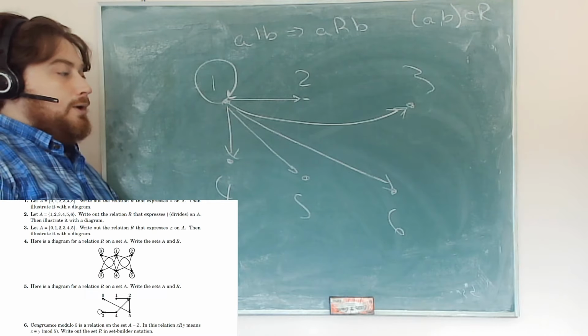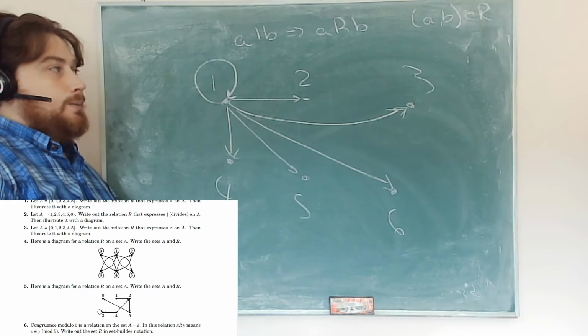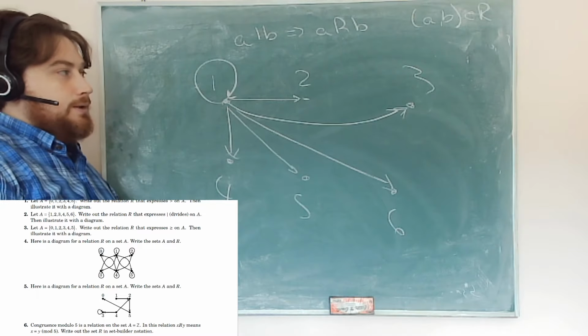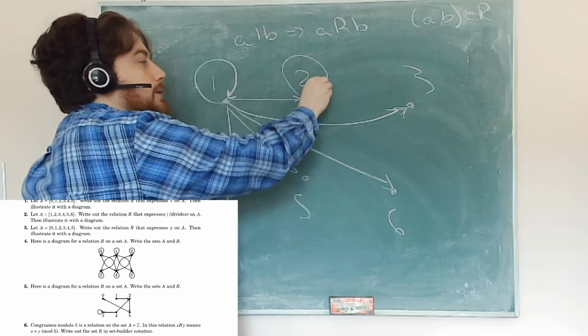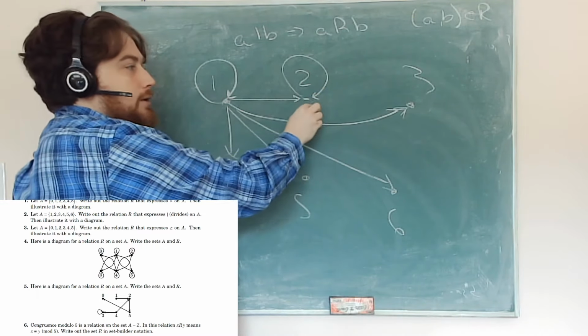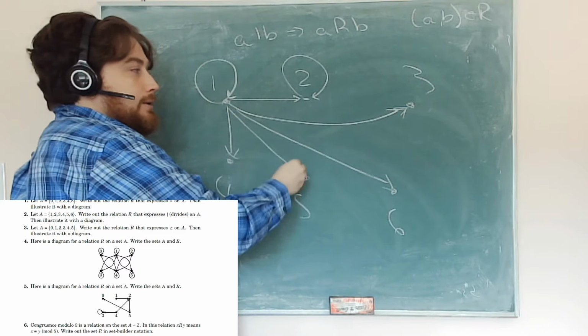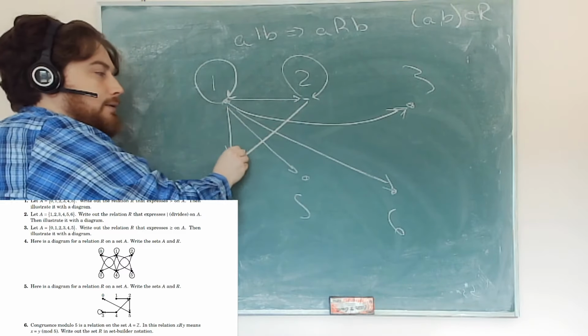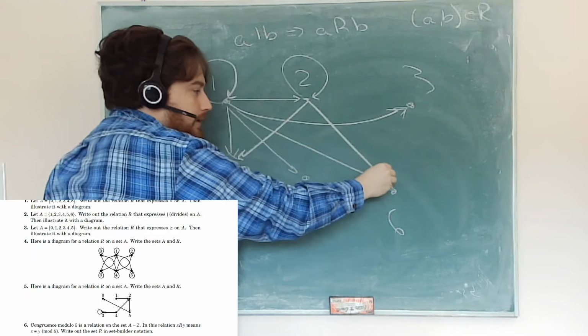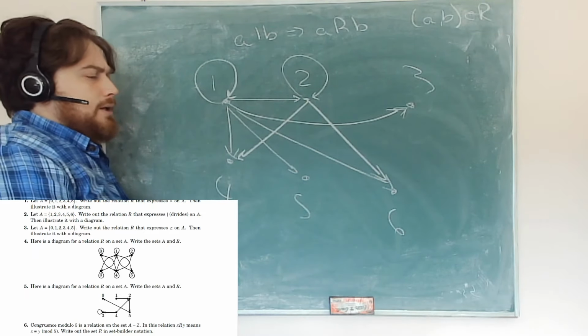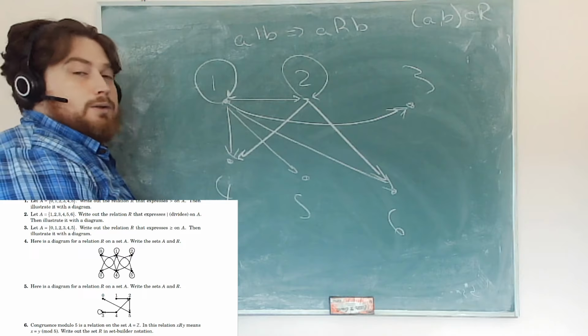Then I'm going to keep working my way through. So I started with 1. What is 1 related to? Well, it's related to each of those. What is 2 related to? Well, 2 is related to itself. 2 does not divide 3, so I'm not going to draw an arrow there, but it does divide 4, and it does divide 6. So I'll draw an arrow from 2 to 4 and 2 to 6.